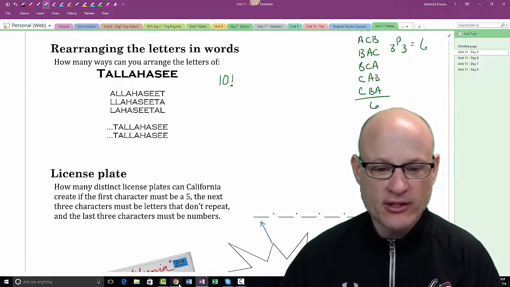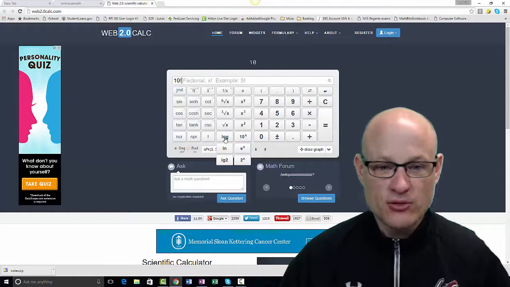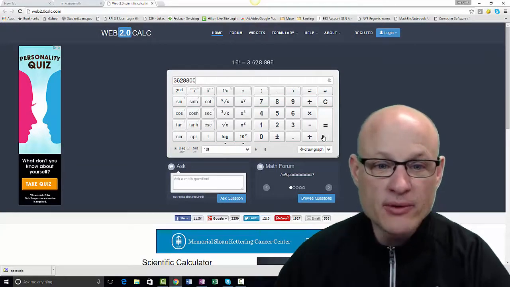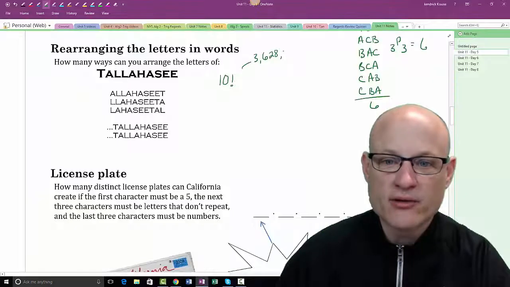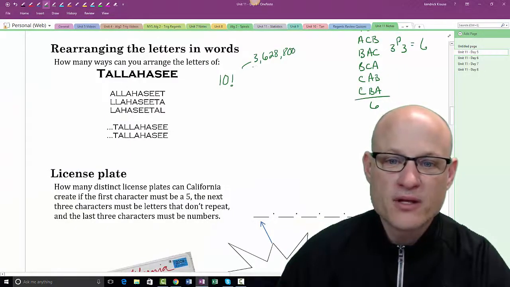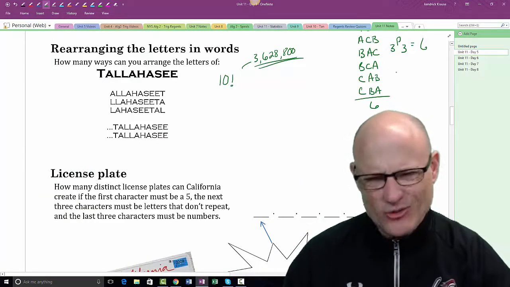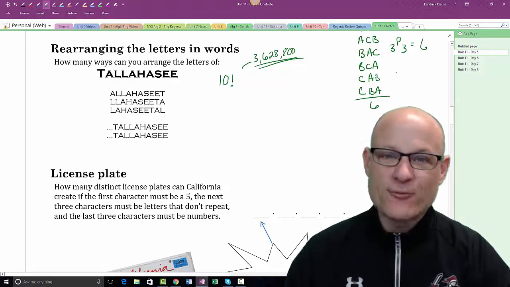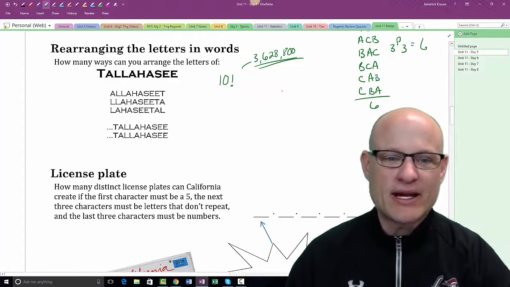Now, if I go to my calculator and I do 10 factorial, what you're going to find is this is really close to my salary. 3,628,800. If they were all different, there would be 3,628,800. It's close. It's a little low, but it's about my salary. But unfortunately, they're not all different. There's a lot of them that repeat. So what we got to do is we got to get rid of the repeaters.